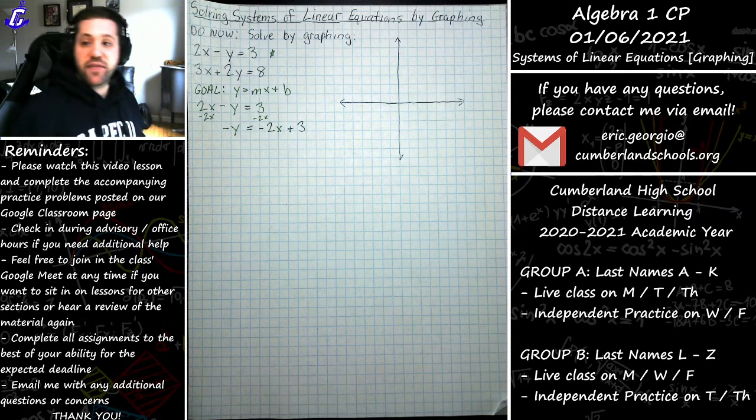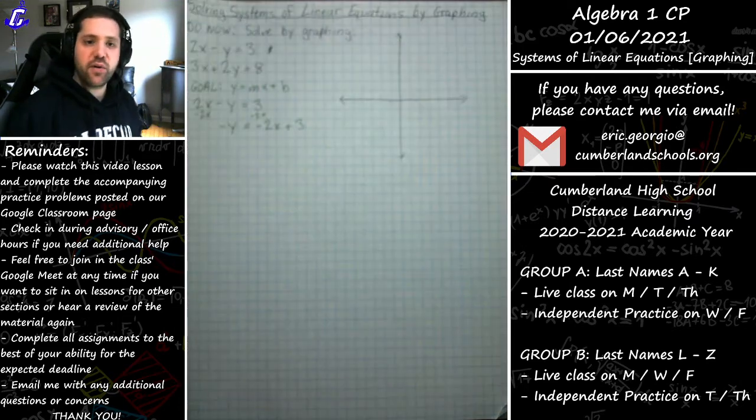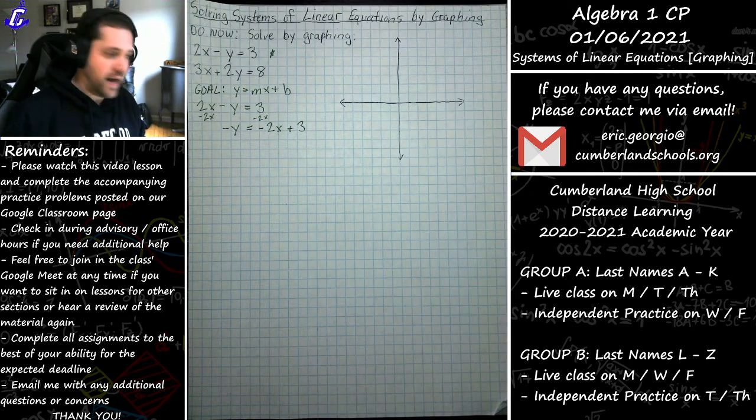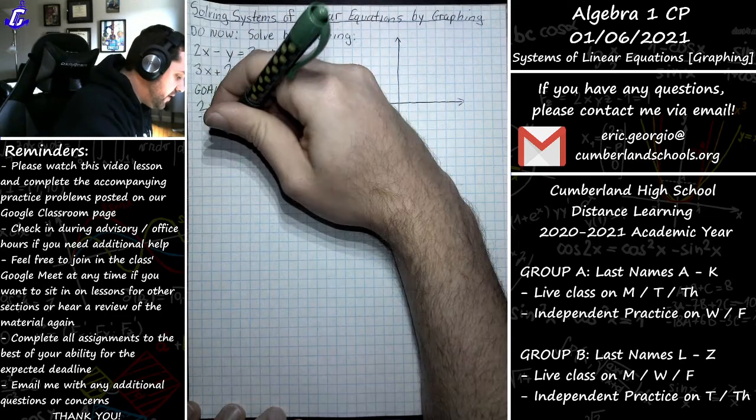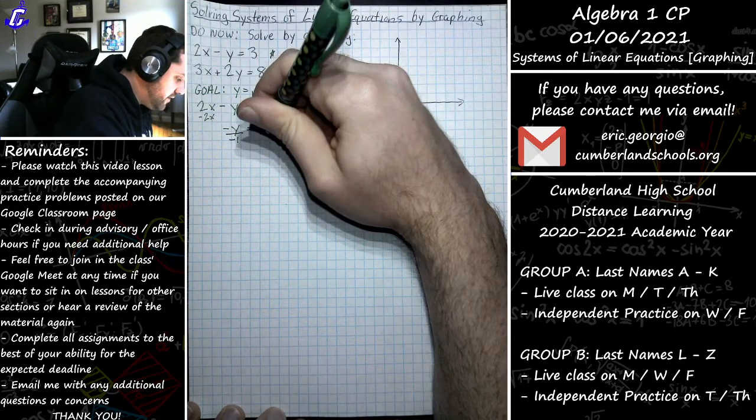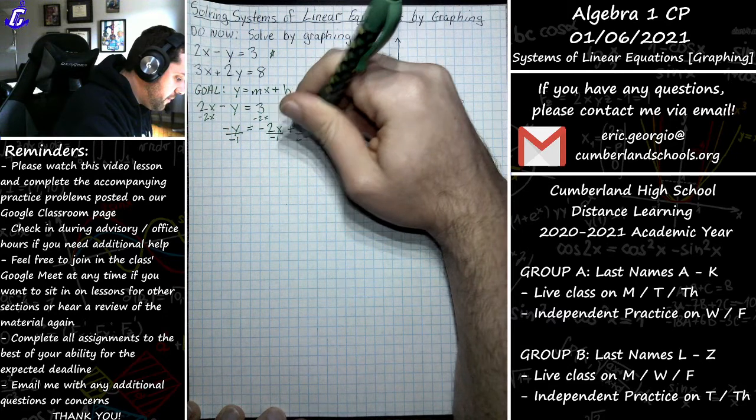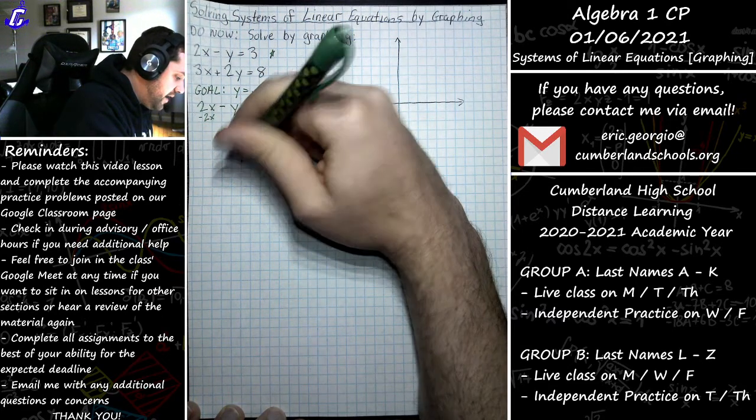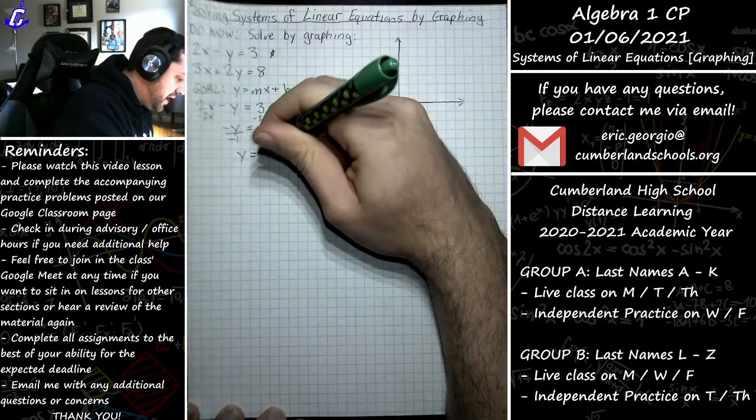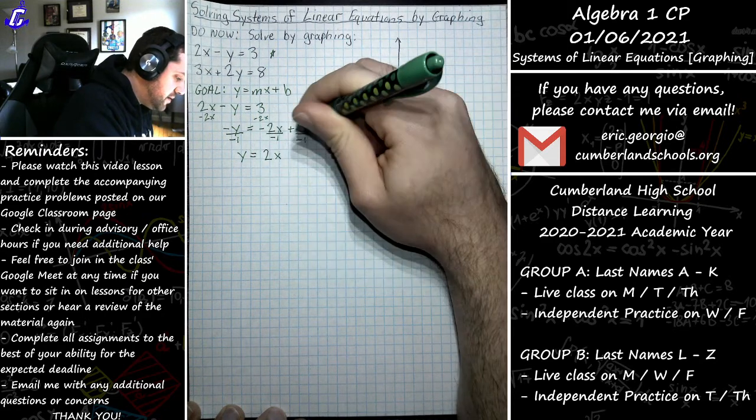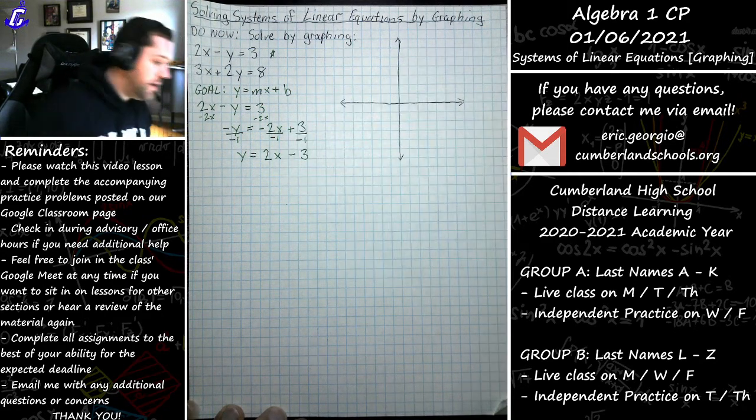Now, in order to get rid of that lingering negative sign, just like if there were a 2 in front of the y, we would divide by 2. This negative means there's really a negative 1 in front of the y, so I'm going to divide everything by negative 1. And that gives us y equals 2x minus 3. And so what does that look like?